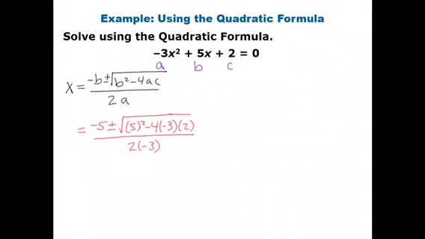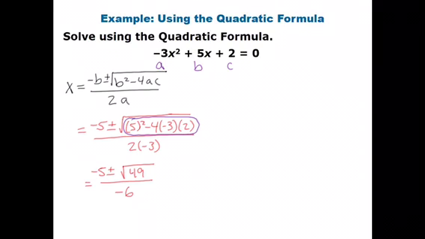And so now I'll start to simplify this expression to try to get my answers. I'll start with what's underneath the radical first. Well, I know 5 times 5 is 25, and negative 4 times negative 3 is 12, 12 times 2 is 24. So when I evaluate what's under the radical, or the square root, I get 49. And so right now I have negative 5 plus or minus the square root of 49 over negative 6.